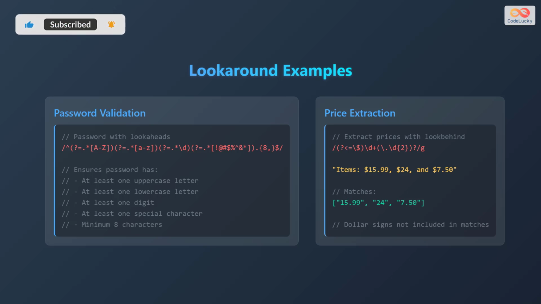For price extraction, we can use lookbehind to extract prices from a text. The regular expression (?<=\$)\d+(\.\d{2})? /g is used on the string items $15.99, $24, and $7.50. It matches 15.99, 24, and 7.50, but the $ signs are not included in the matches.